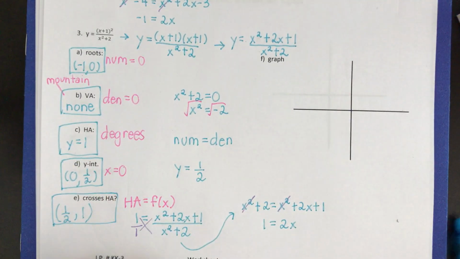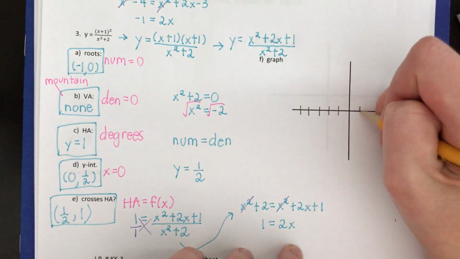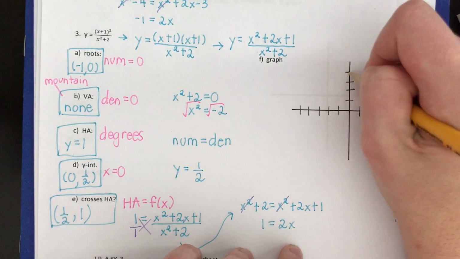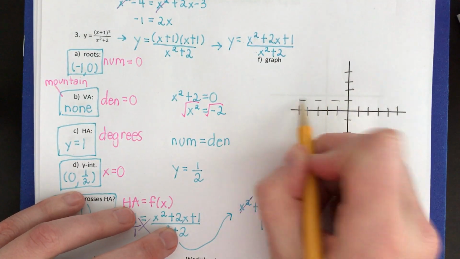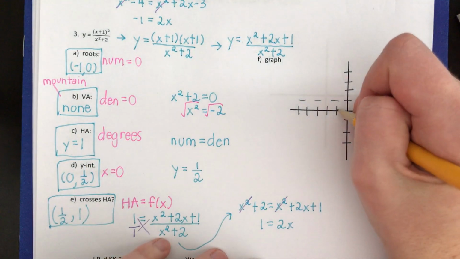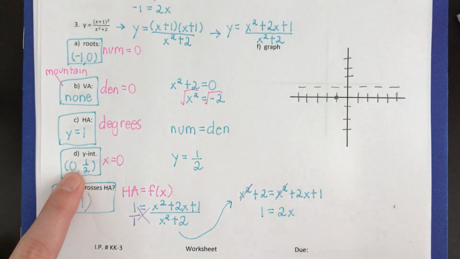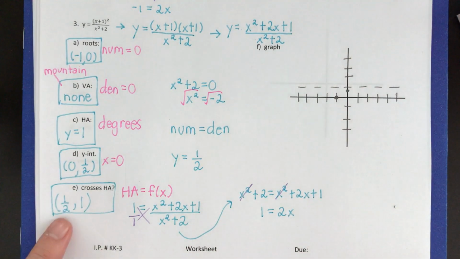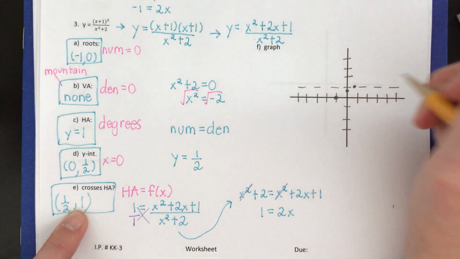So let's start graphing. No VA. HA at 1. Again, that's a commonly used HA, isn't it? Okay, I have a root at negative 1, 0. Y-intercept at 0, 1/2. And then crosses the HA at 1/2, comma, 1.